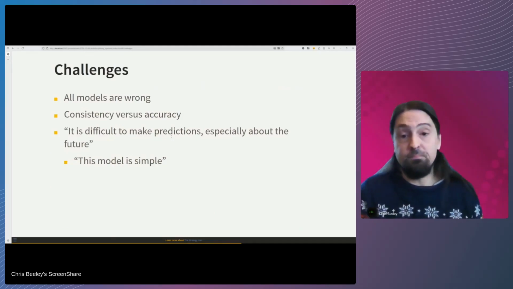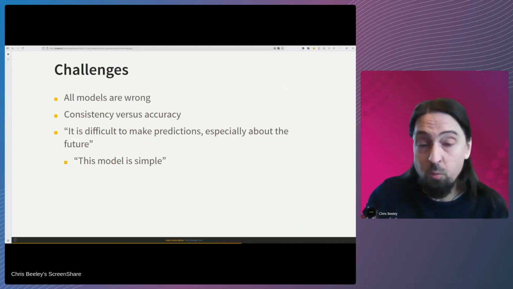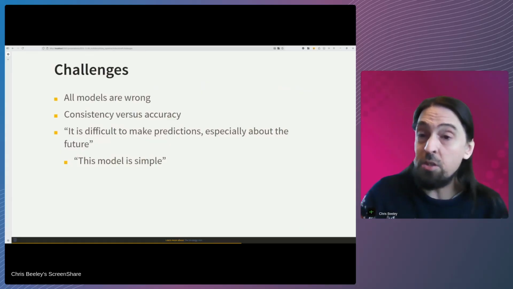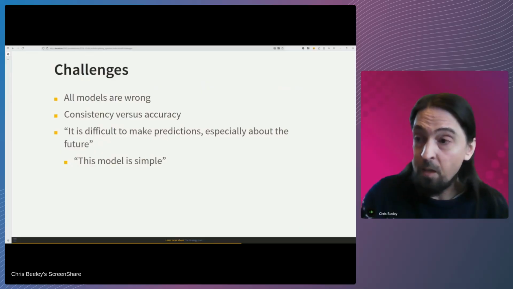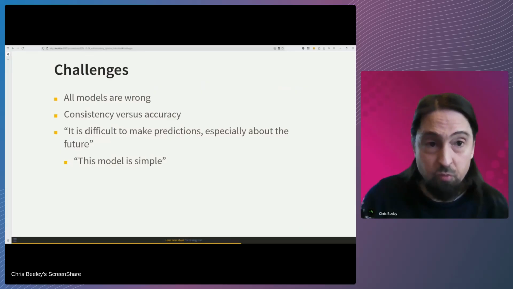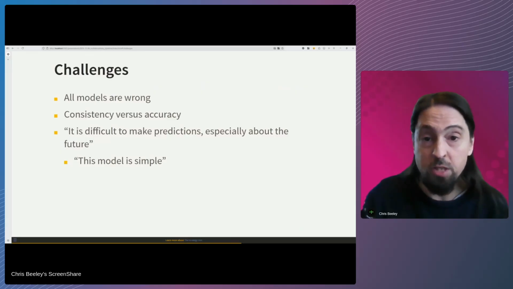I just thought that was an interesting reflection. Some of the challenges we faced along the way: well, all models are wrong, we all know that. But you can argue about which kind of wrong we want. You end up in that kind of situation. People have different types of wrong. People value different types of wrong differently depending on who they are.